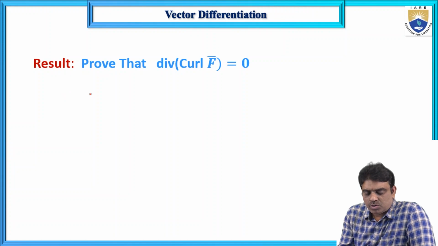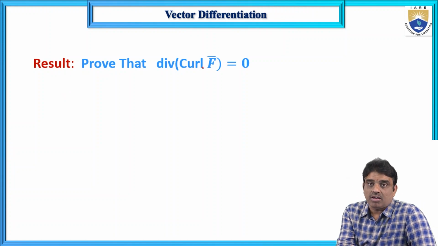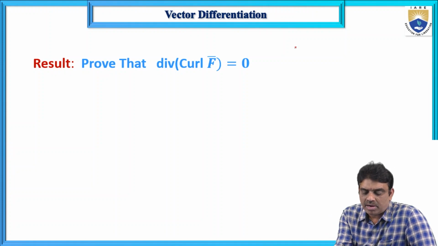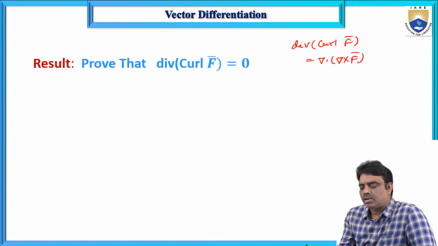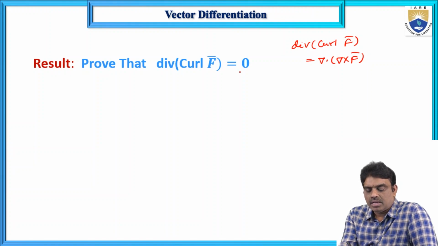So to prove this result, here also 2 times. Curl f bar means del cross f bar. Div means del dot del cross f bar. Divergence of curl f bar, that is del dot curl f bar, where curl f bar means del cross f bar. And we have to show that the value is equal to 0. So divergence is always scalar. The value we have to show is 0.